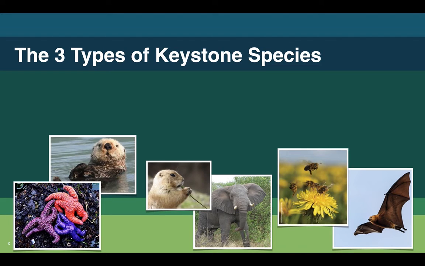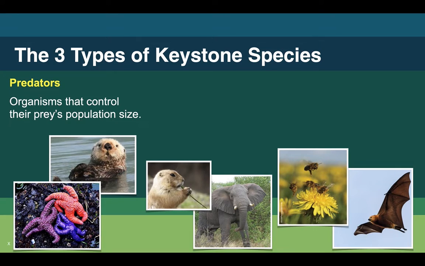There's 3 types of keystone species. We've talked about 2 of them so far. So you have the predator keystone species. They're the ones that eat to control a prey's population. So remember, the sea otter controlled the sea urchin population, which made sure then that the kelp forest stayed a kelp forest, and that the kelp was still there for other animals to eat.